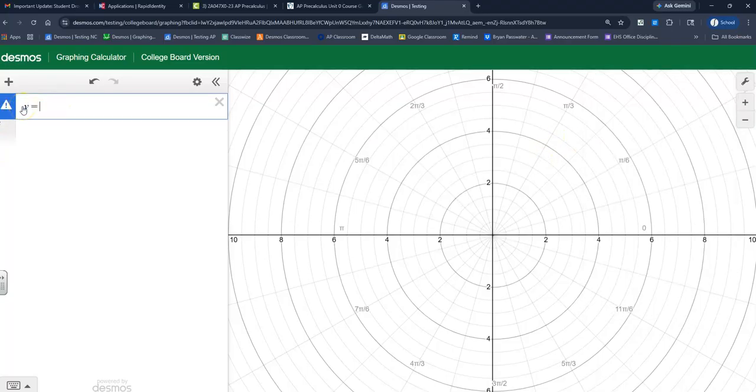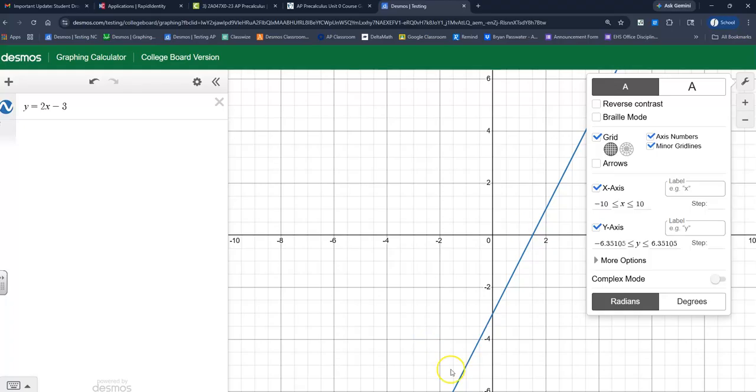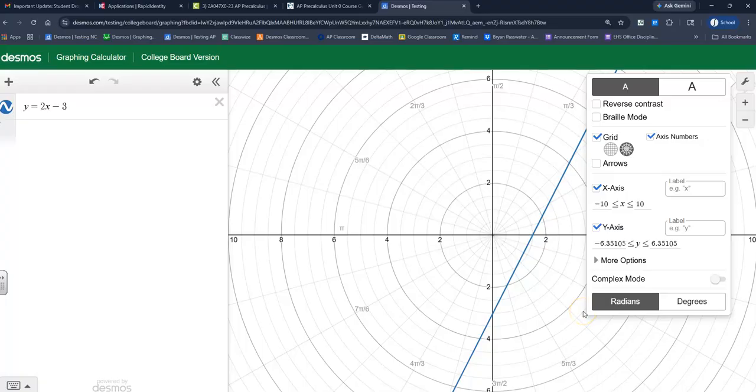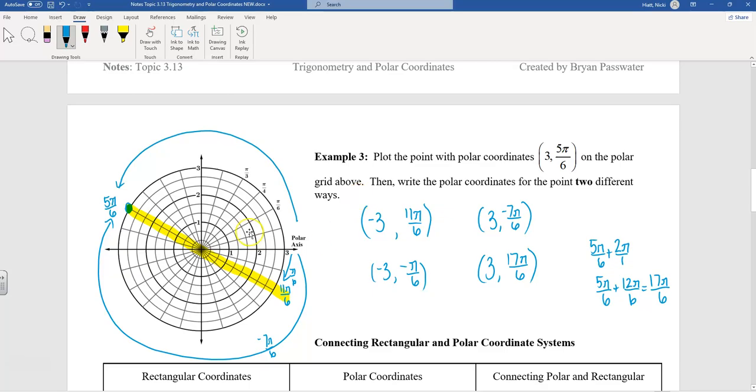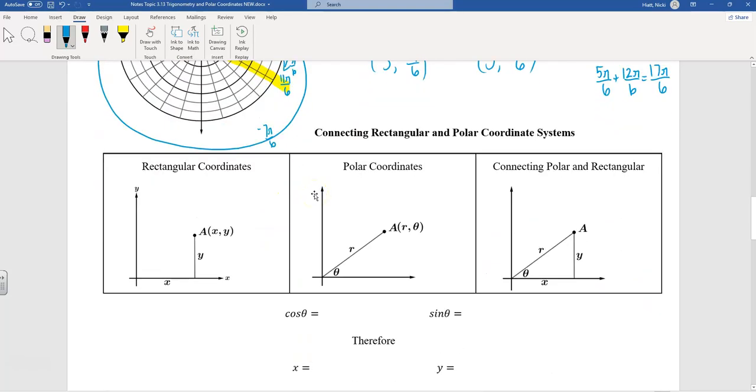If I graph y equals 2x minus 3, that is the line that we know, right? If I click over here, all it does is change what the background looks like. So we can talk about things either in rectangular mode or in polar mode, and it can be the same line or the same point that we're talking about. That means rectangular coordinates and polar coordinates can be converted to give you the other, right? If you have polar coordinates, you can convert to rectangular coordinates, or vice versa. So let's think about how it works.